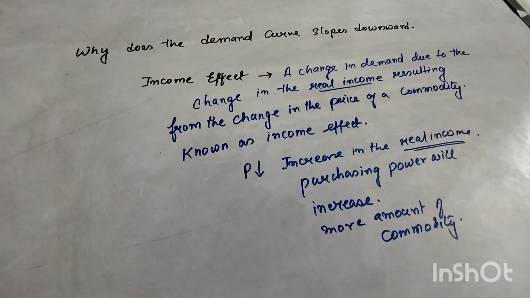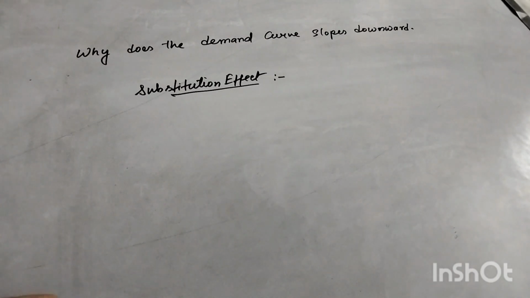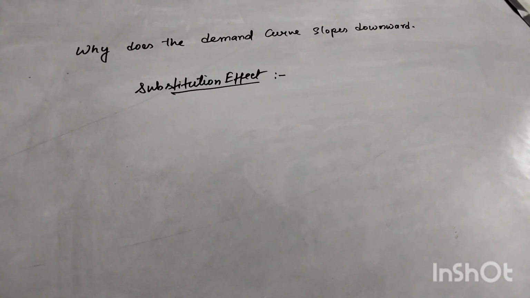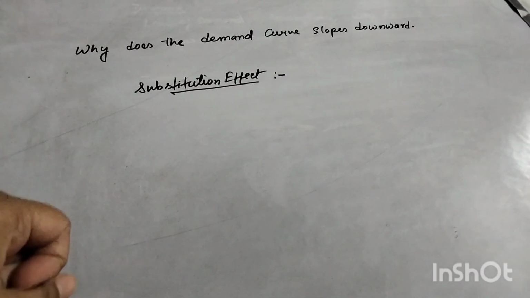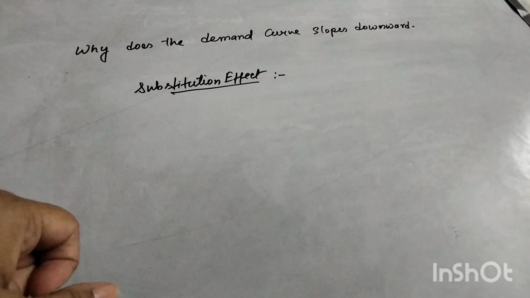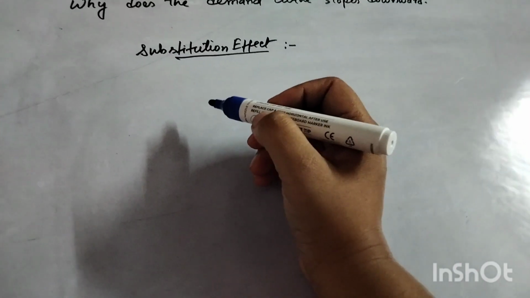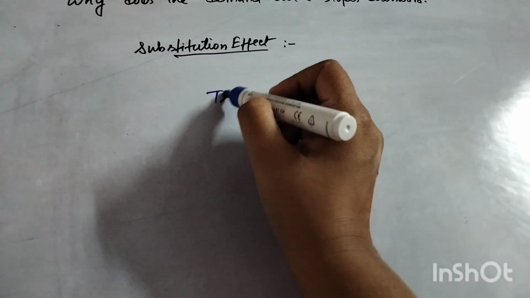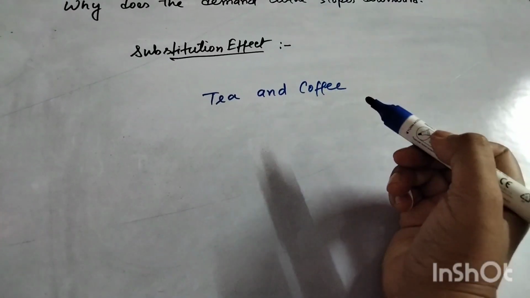Next, the substitution effect. What does the substitution effect mean? It means when the price of a commodity falls and the price of the substitute remains the same, its substitute becomes relatively costlier. I'll just give you one example. Suppose tea and coffee. Tea and coffee, these two are substitute goods.